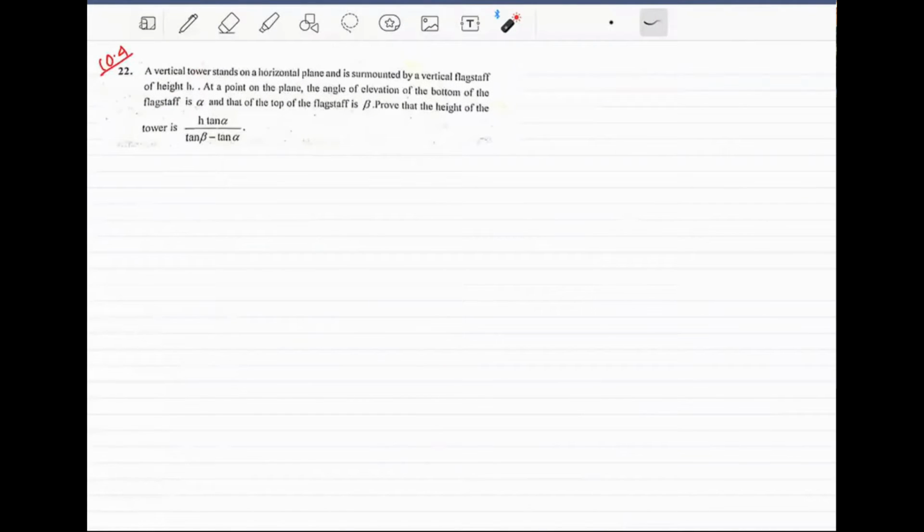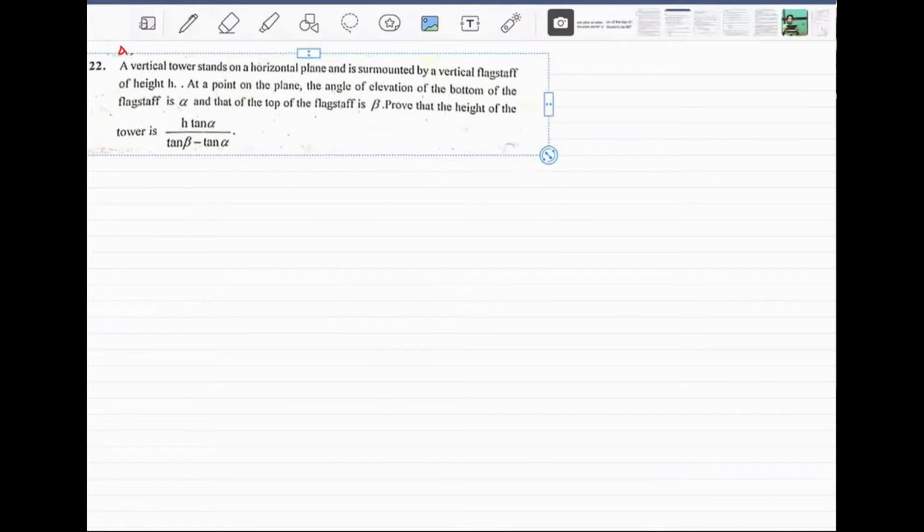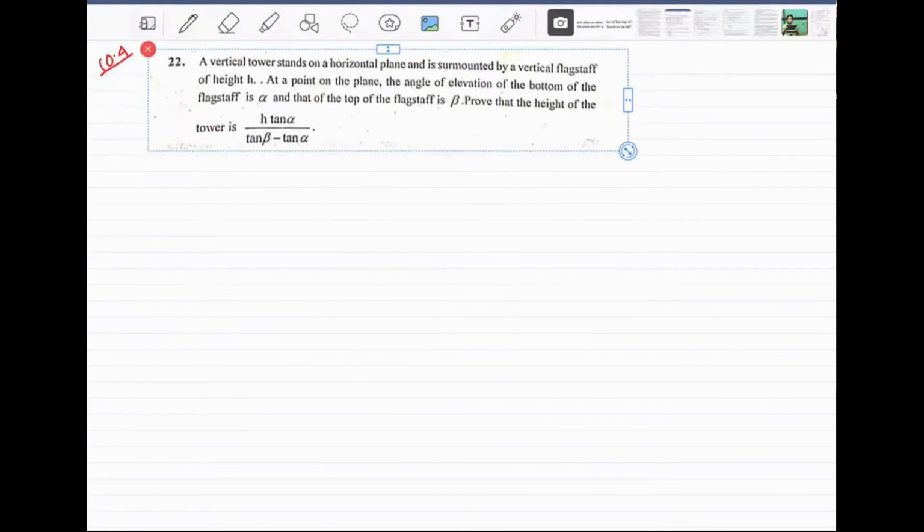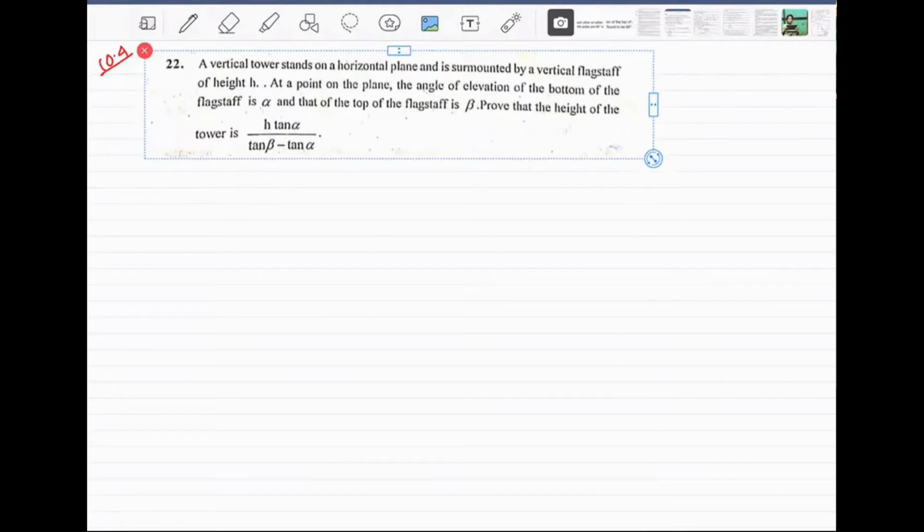Okay, 22. Last question from your exercise. Okay, finally trigonometry is going to be over. Right. Okay. And now let's make it a little bigger. Okay. Just slightly small. So it says, this is an easy one actually.